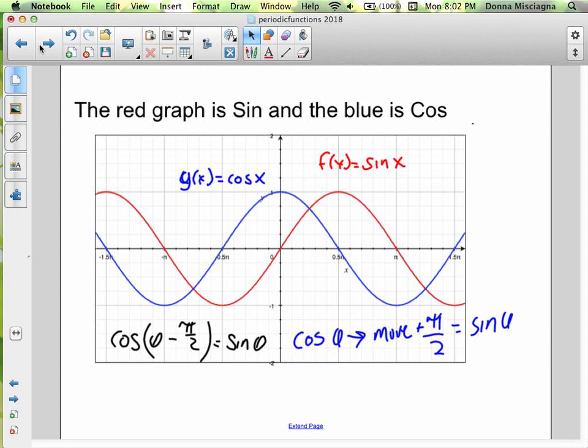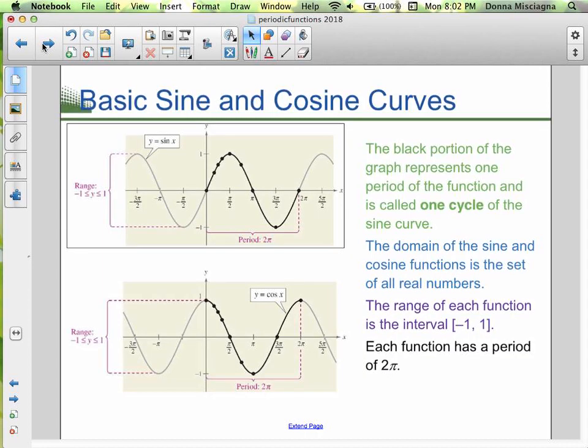And so this is what it looks like when you continue them. We'll just be graphing 1 period of them, so they won't look exactly the same. But the red is sine x and the blue is y equals cosine x. So, basic sine and cosine curves. The black portion of the graph represents 1 period of the function. It's called 1 cycle of the sine curve.